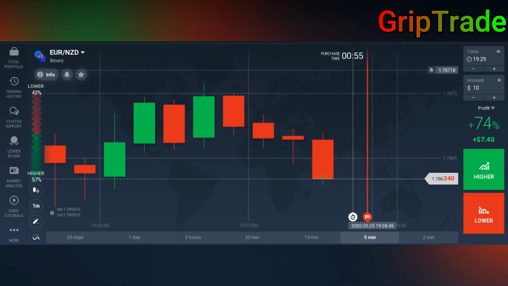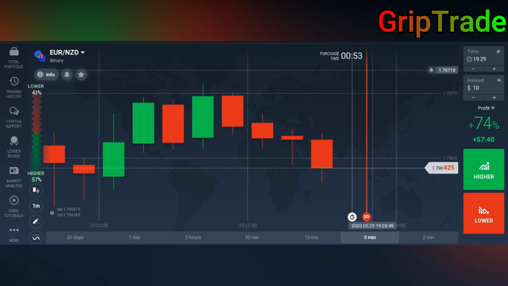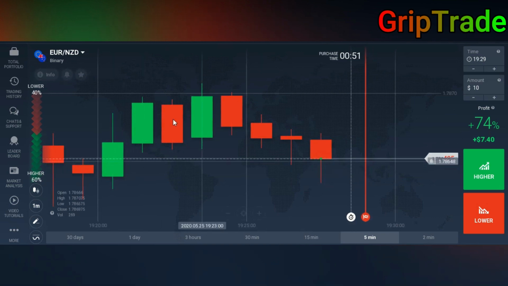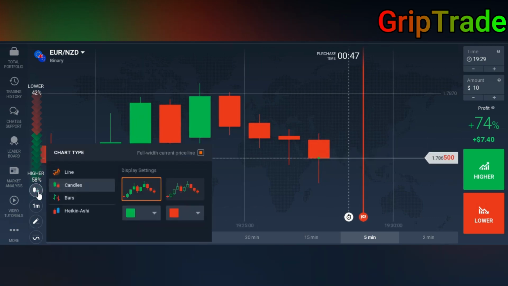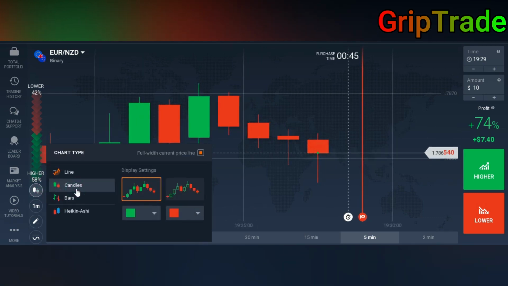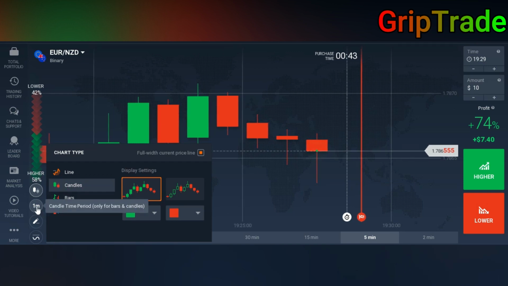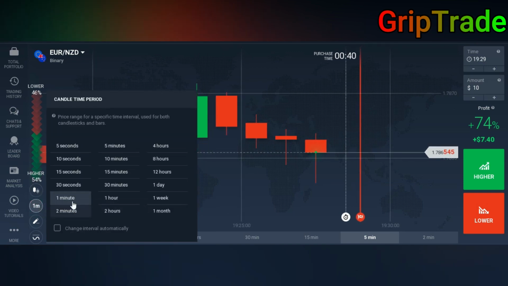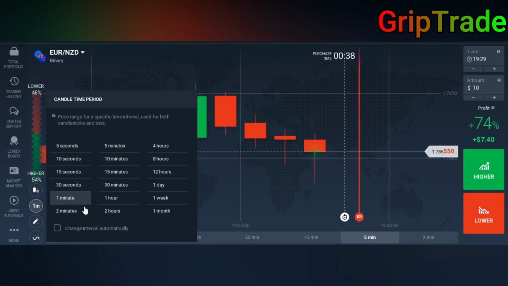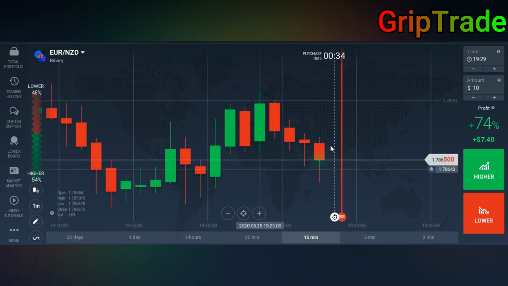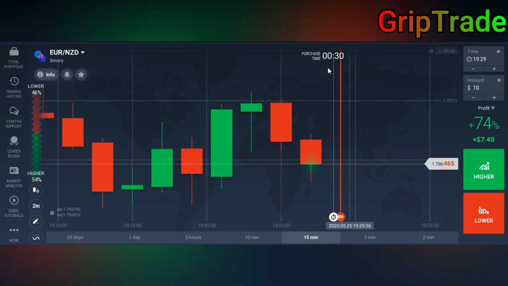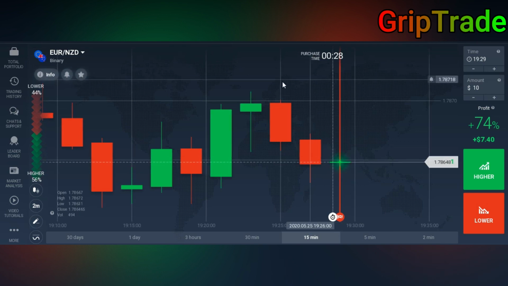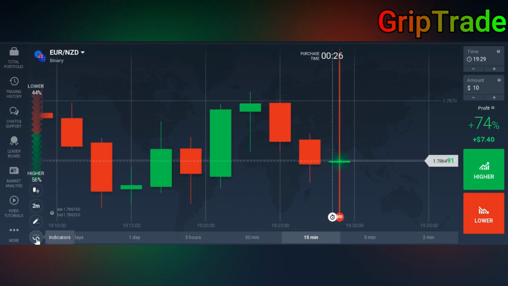So let's switch towards the indicator window. In the broker window, you need to set the chart type as candles. You can create this strategy on 2 minutes as well as on 5 minutes. Let's start with the 2 minutes. You need to see that whenever you enter the trade, it should be less than 1 minute, or ideally less than 30 seconds even. That would be much more beneficial.